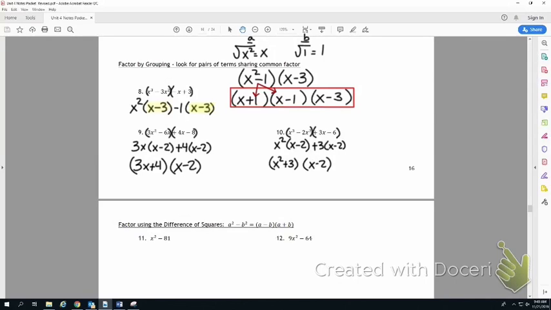Okay, so you get to this point. How many of you got to this point and weren't sure what to do? Okay. So you got the x squared plus 3. You have to look at that part to see if you can factor that anymore. Alright, this certain one you cannot. Okay, you can't factor that anymore.